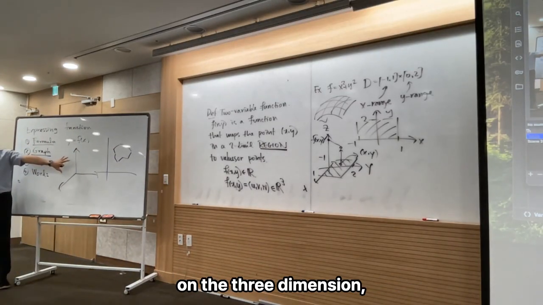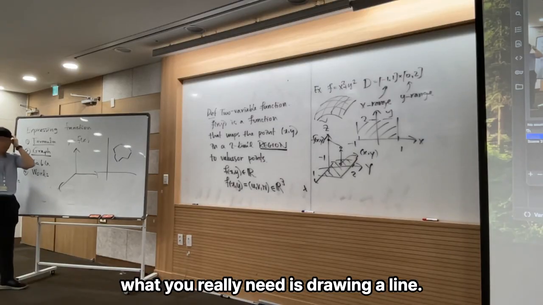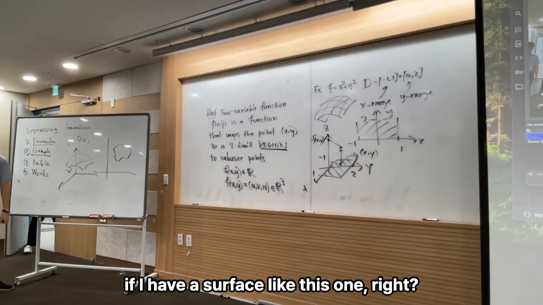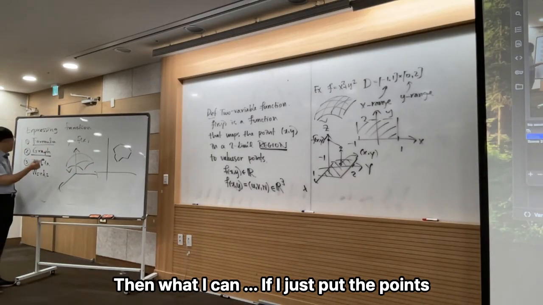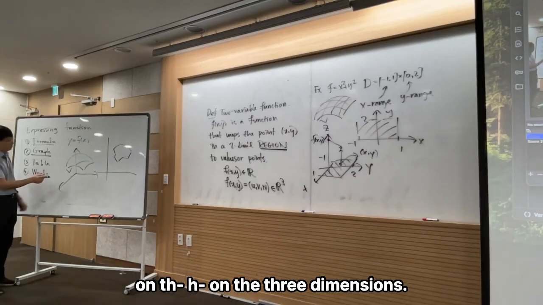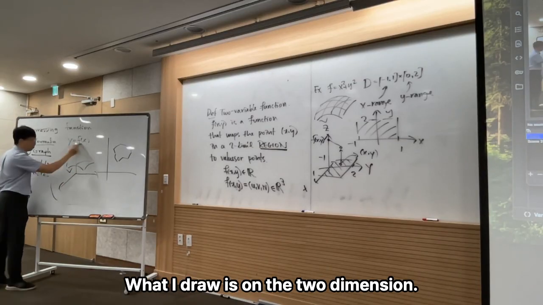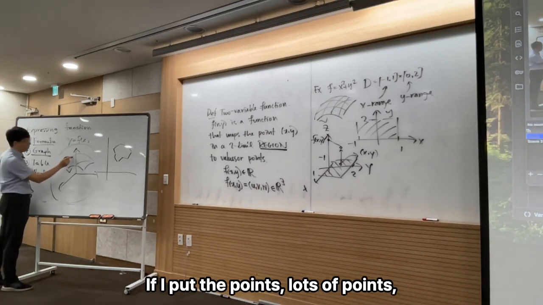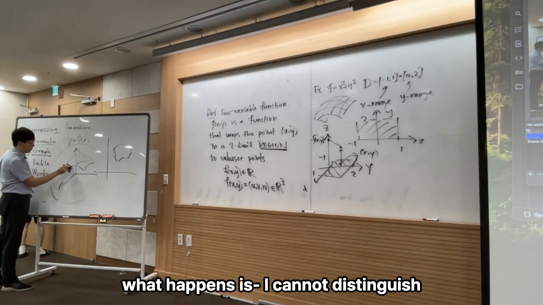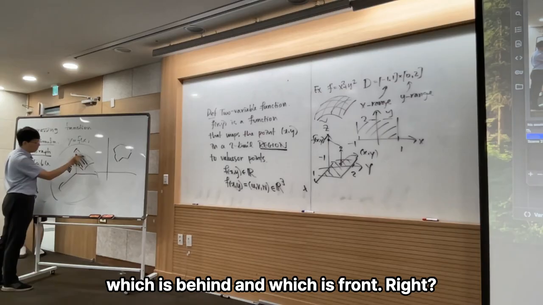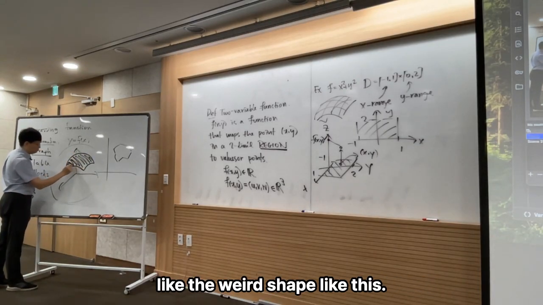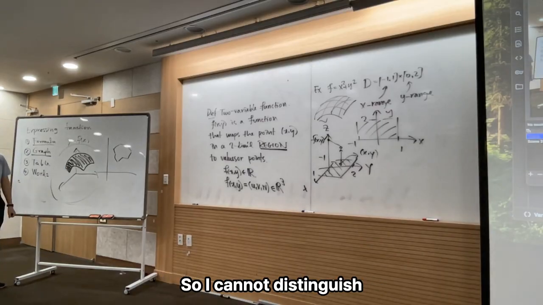So if you want to draw something in 3 dimensions, what you really need is drawing a line. For example, if I have a surface like this one, right? If I just put the points in 3 dimensions, this is not really 3 dimensional. You see, what I draw is in 2 dimensions. I draw the projection of a 3-dimensional figure. If I put lots of points, what happens is I cannot distinguish which is behind and which is in front. I will get some kind of weird shape like this. So I cannot distinguish what that looked like.